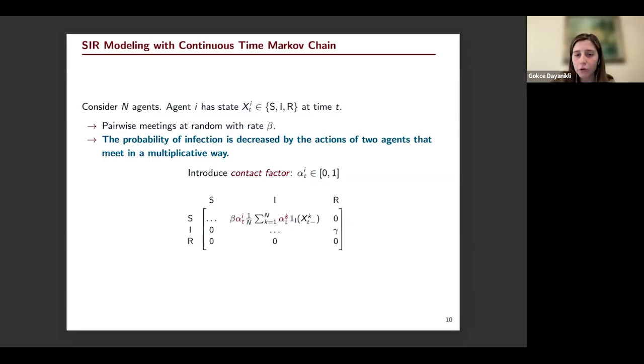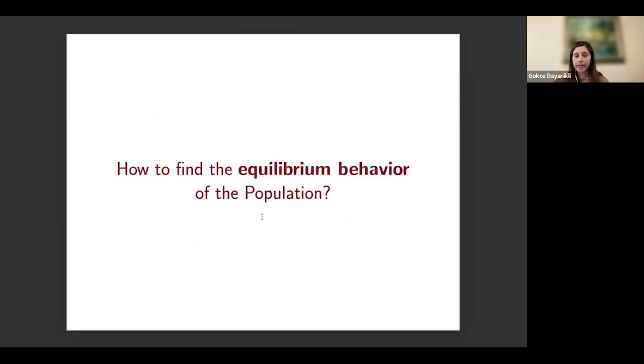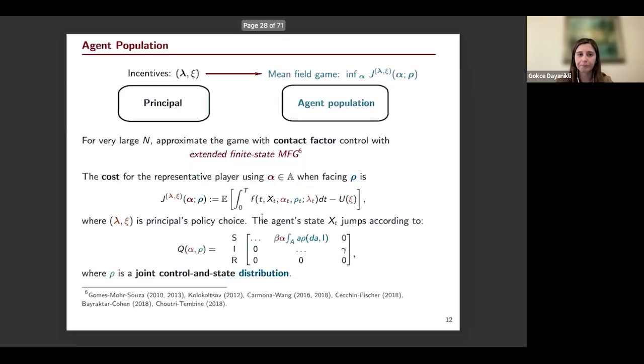In the same way, even if all the infected people are socializing at some level, if this agent I is staying at home and choosing alpha^i_t equal to 0 for all times, there is no jump from S to I. So in order to have this intuitive understanding, there should be a multiplicative interaction between the controls of the agents. So this was the finite player case. We are, of course, going to go to the infinite player case to look at the mean field game. This is the part where we look for the equilibrium behavior in the population.